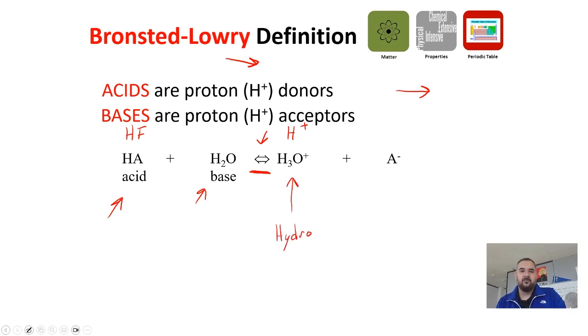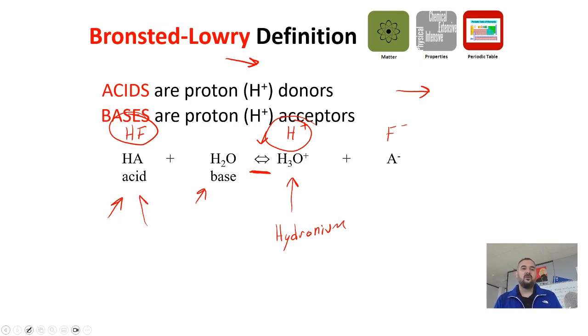Hydronium. And then we're left with A-. What is A-? In this scenario, what is A-? So we started with HF, our H+ went here. So what's A- going to be? All right, so in this scenario, it's going to be fluorine, so it's going to be fluorine ion.